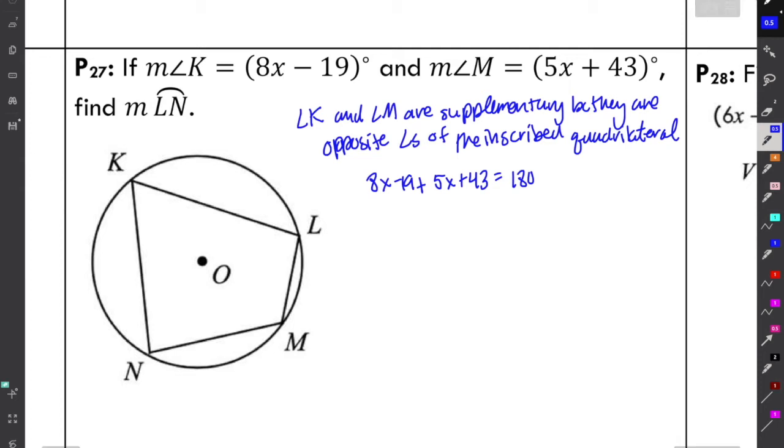8x plus 5x, that'll give me 13x. Then 43 minus that 19, and that's going to be 24. Plus 24 equals 180. Subtract 24 from both sides. 13x is equal to 156. Dividing both sides by 13, x will then leave me with x equal to 12.